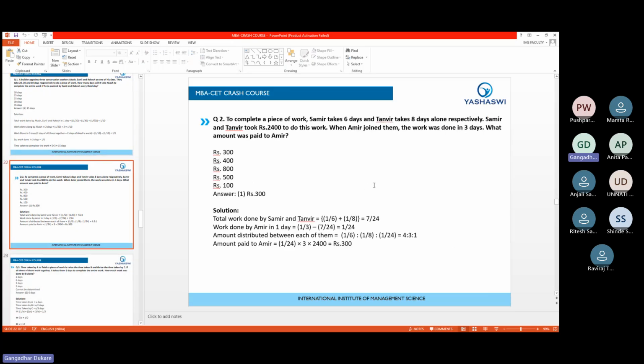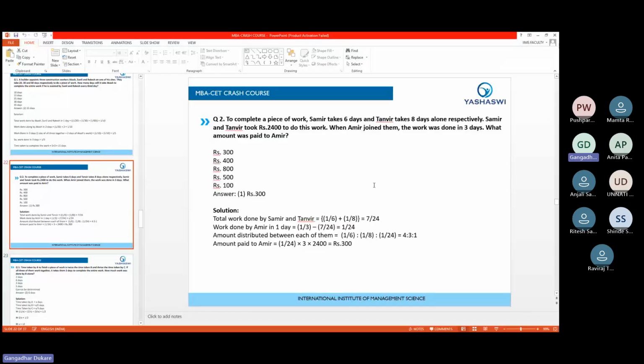Now a similar problem: to complete a piece of work, Samir takes 6 days and Tanvir takes 8 days alone, respectively. Samir and Tanvir were paid rupees 2400 for doing this work. When Amir joined them, the work was done in 3 days. What amount was paid to Amir?